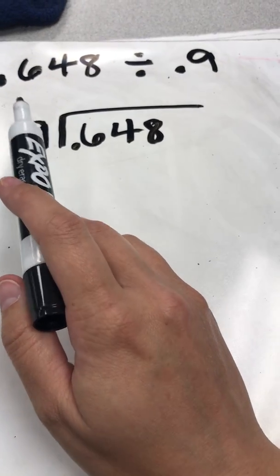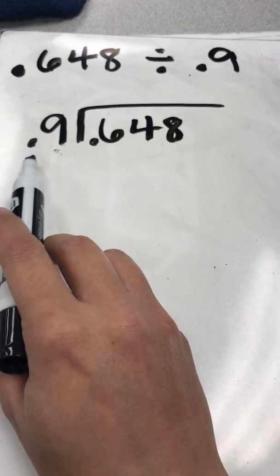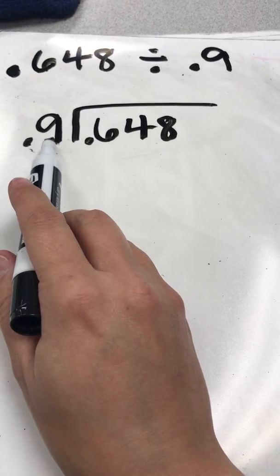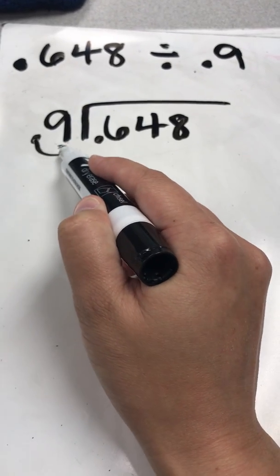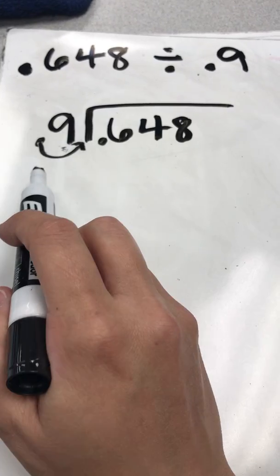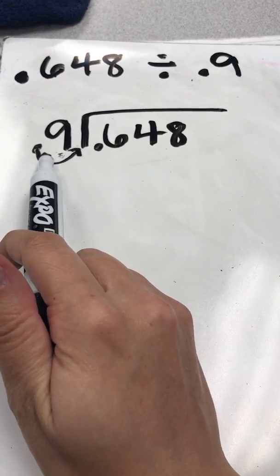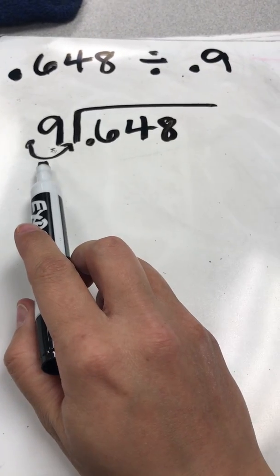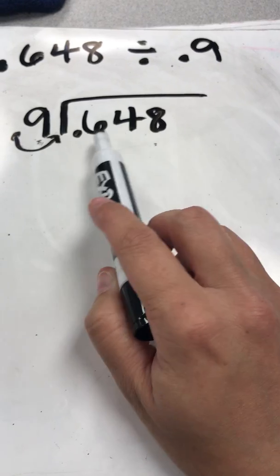So in order for us to do that, we have to move this decimal as many times as we need to make this a whole number. In this case, I only have to move it one place to the right. If I move that decimal one place to the right, this will be a whole number 9. Whatever I do in the front, since I moved that one time, I have to do the exact same thing in the number that's being divided.